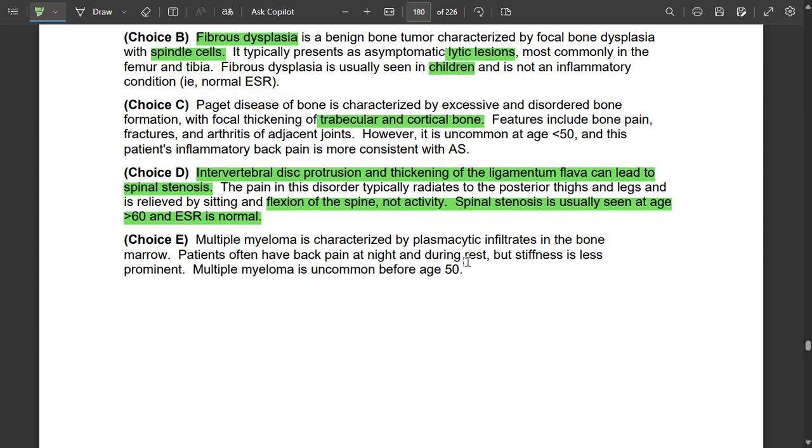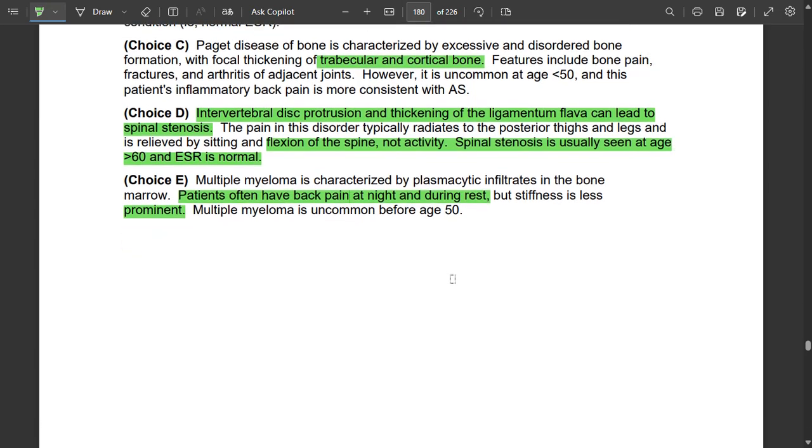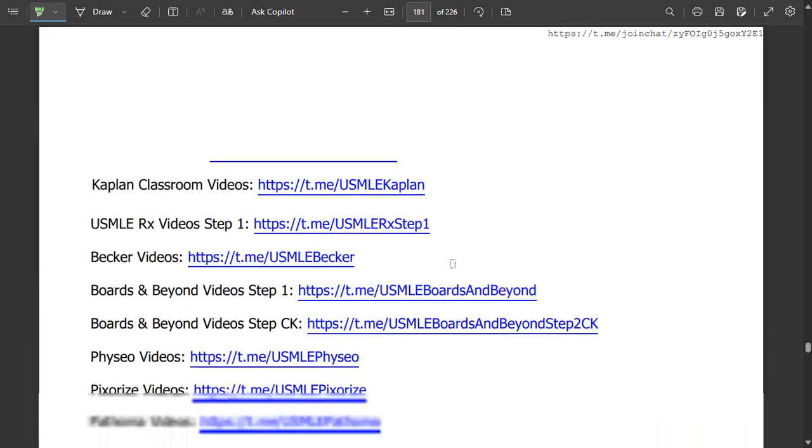Multiple myeloma is characterized by plasmacytic infiltration in the bone marrow. Patients often have back pain at night and during rest, but stiffness is less prominent, so there is no stiffness. Stiffness in a young healthy adult hints towards ankylosing spondylitis, and it is uncommon before age 50.